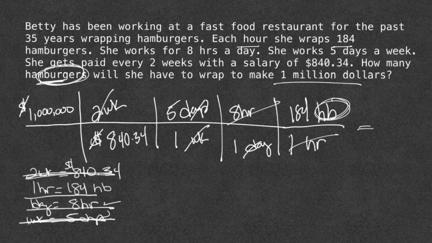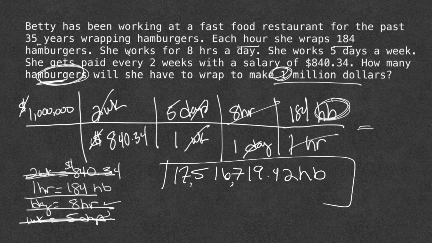How many burgers does she have to wrap to make $100 million? Now this is what my calculator is telling me. I've got 17,516,719.42. So I put my commas in. She would have to wrap 17,516,719.42. Now, sig figs in this problem, 1 million, that was one sig fig. I don't know if you would look at these. I don't know if I would really do sig figs for this problem. So I am just going to throw hamburgers after this, call it my answer.